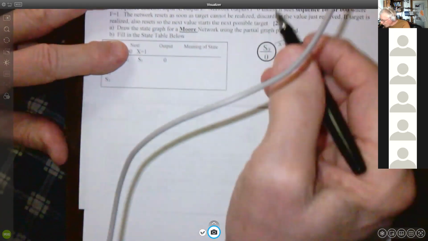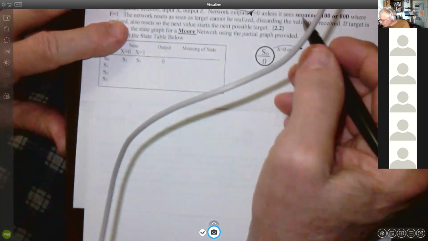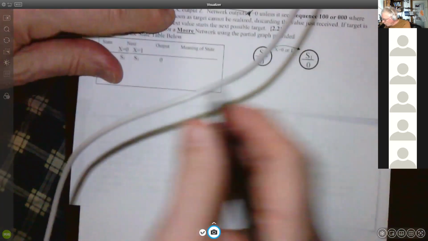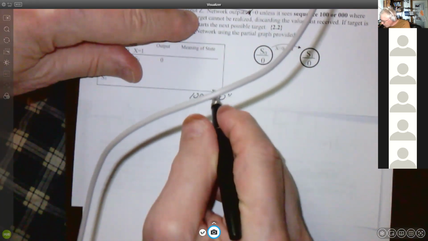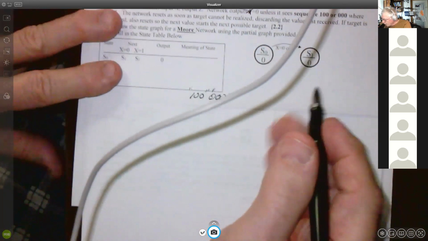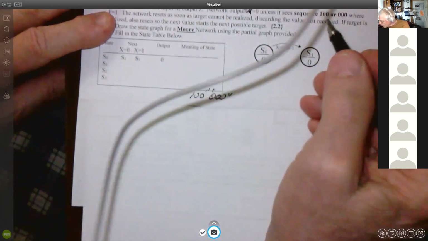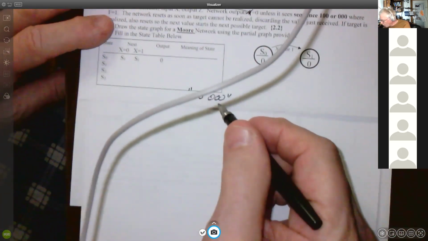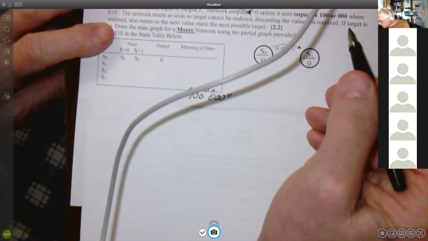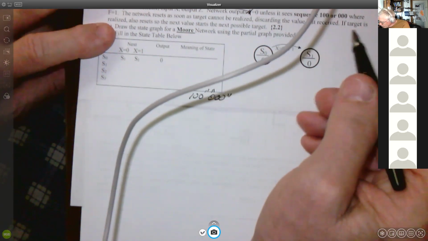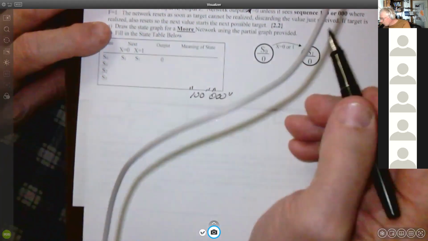Z should be 0 unless it sees the sequence 100 or 000. When you see this target, then Z equals 1. The network resets as soon as the target can't be realized, discarding the value just received. If the target is realized, it also resets, so the next value starts the next possible target.